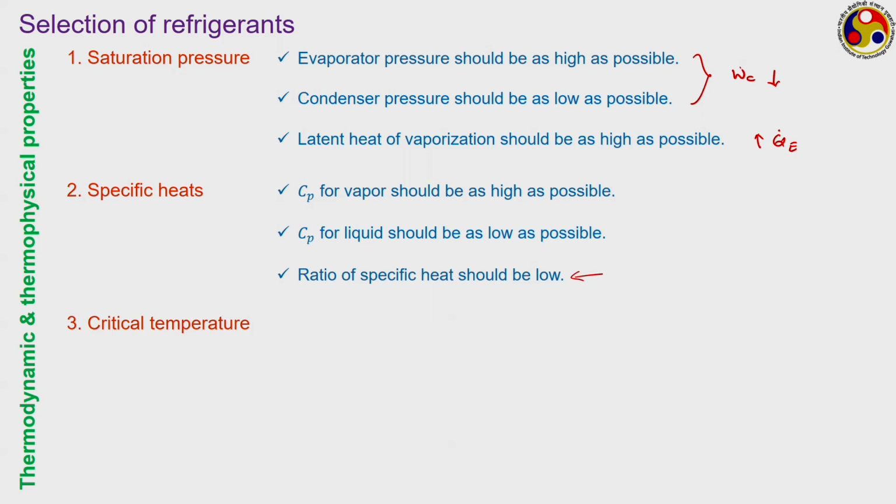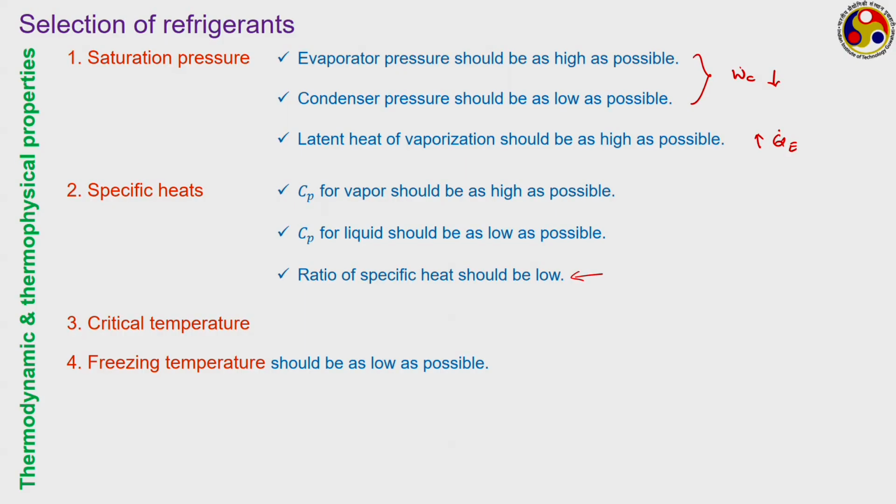Now, the critical temperature. Critical temperature of course should be well above the maximum temperature at which we would like to work. Like for carbon dioxide, I have just mentioned that for carbon dioxide critical temperature is so low that under normal atmospheric condition the temperature may be higher than the critical temperature, and therefore carbon dioxide can't be used as a phase change material under normal atmospheric condition. So, critical temperature has to be high.